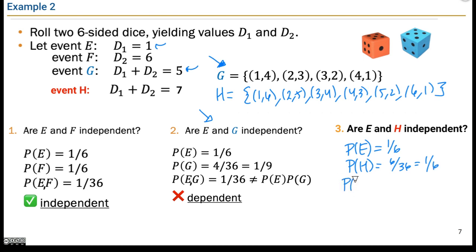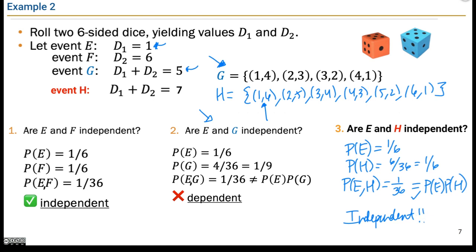And what's my joint probability of getting E and H? Well, if I know the first die is a 1, there's only one way I can add up to a total of 7. I have to get a 1 and a 6, so that's a 1 out of 36. And in this case, it is equal to the product of the individual probabilities. So this one is independent. And that's an example of where your intuition may have deceived you, and it's important to use the actual definitions before ever making conclusions.